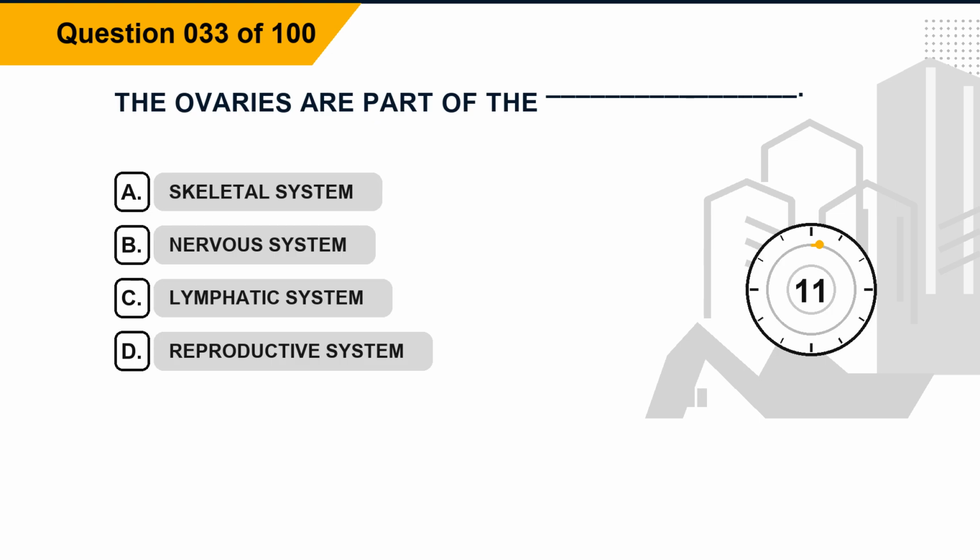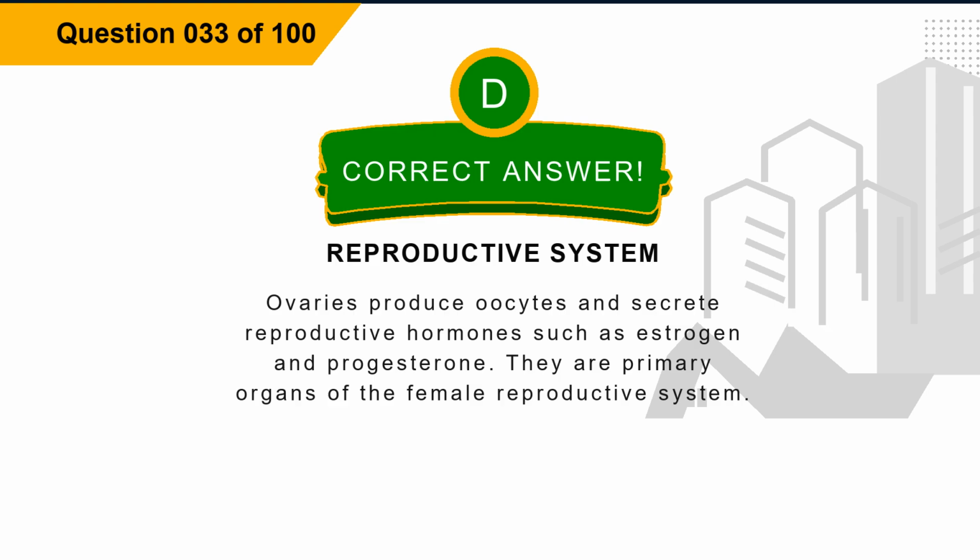Question 33. The ovaries are part of the blank. Option A, skeletal system. Option B, nervous system. Option C, lymphatic system. Option D, reproductive system. The correct answer is option D, reproductive system. Explanation. Ovaries produce oocytes and secrete reproductive hormones such as estrogen and progesterone. They are primary organs of the female reproductive system.